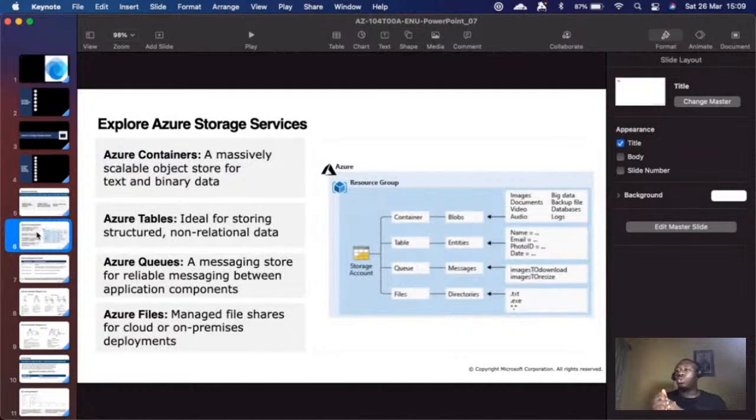Now, one of the things you really want to know about when you're talking about Azure storage services are, I would call them, a few technical points. These points are services that are used in your storage account. One of the services we always use whenever you're making use of Azure storage service is your Azure containers. Now, how do I explain containers? Containers are like your folders.